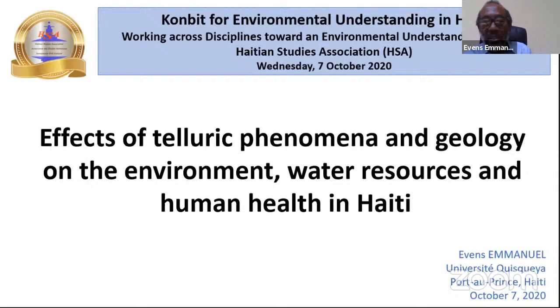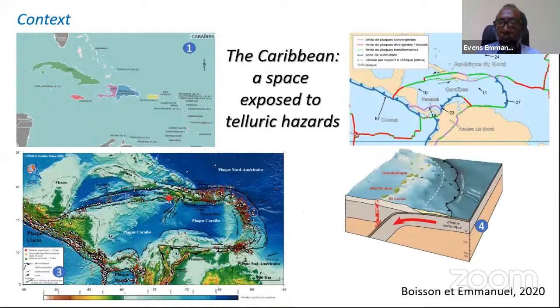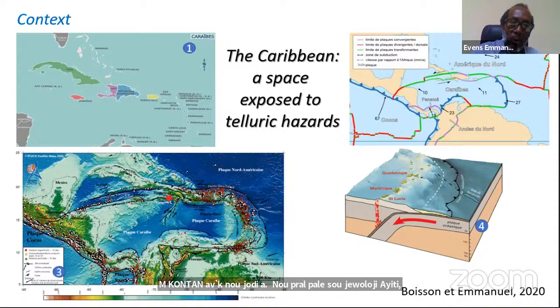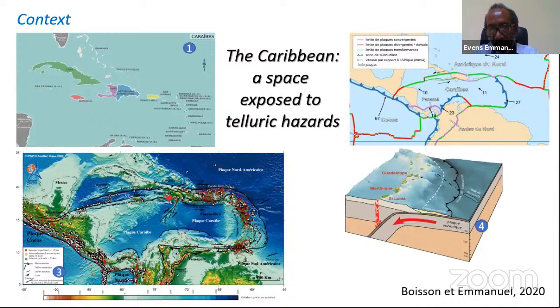So we are going to talk a little bit about some environmental phenomena and the geology of Haiti, in the perspective to understand effects on environment, on water resources, and also on human health. So as you know, Haiti shares with the Dominican Republic the island of Hispaniola. The Dominican Republic occupies two-thirds of the island and Haiti one-third. What is very important to understand is that the Caribbean region is a zone constituted by small islands, and the ocean plays an important aspect in that region.